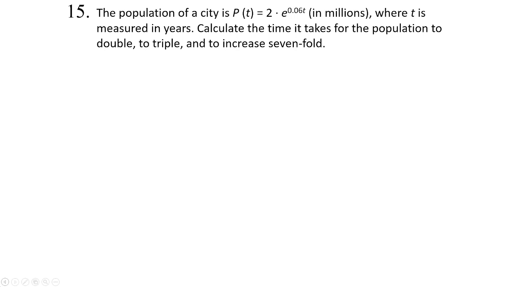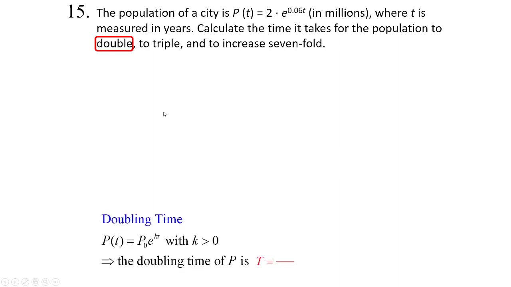The population of a city is P of t equals 2e to the 0.06t in millions, where t is measured in years. Calculate the time it takes for the population to double, to triple, and to increase 7-fold. Now, you could work these all out, but if you understand what's going on with your natural logs, there's a shortcut to this too. So doubling time, okay?